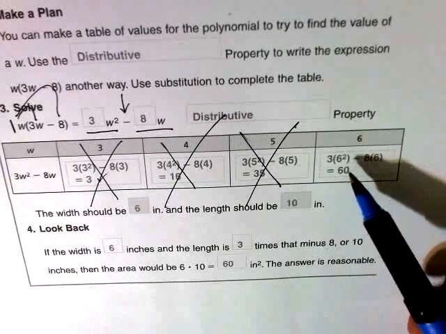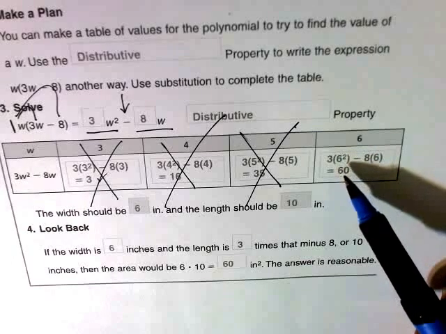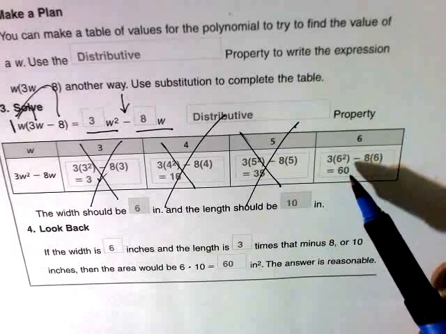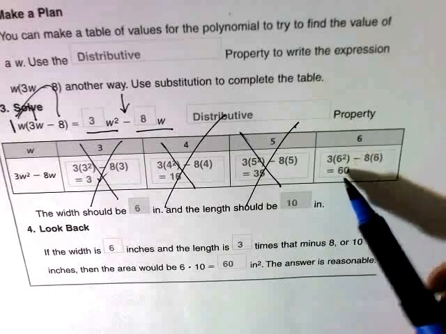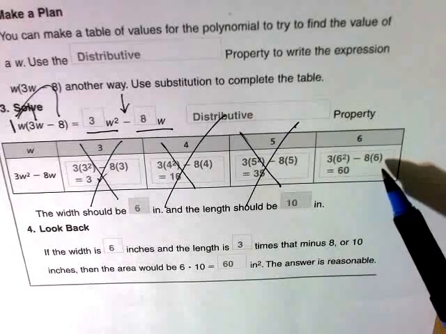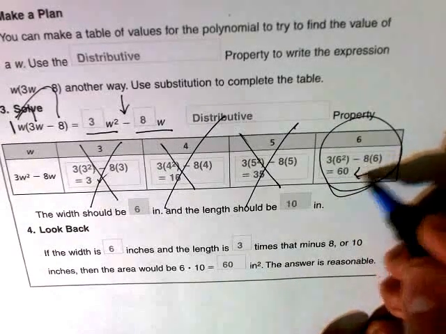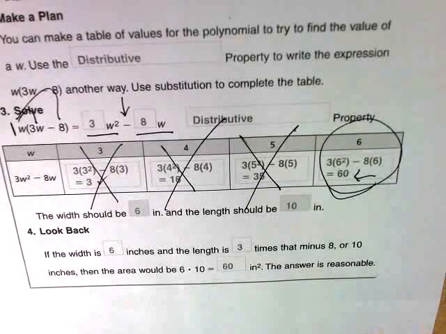6 squared is 36, times 3 here, 36 times 3 is going to change into 108, and if I subtract 8 times 6, which is 48, I pop up with a solution of 60. Well, that's great because we've got a solution of 60. The question said the area is going to be 60. So plugging in 6 gave me the correct width.